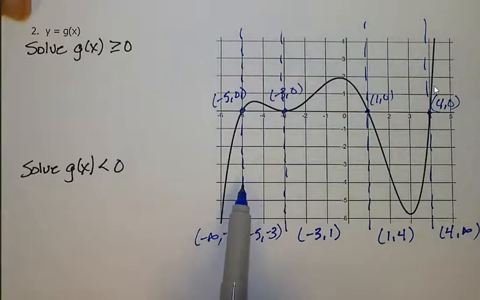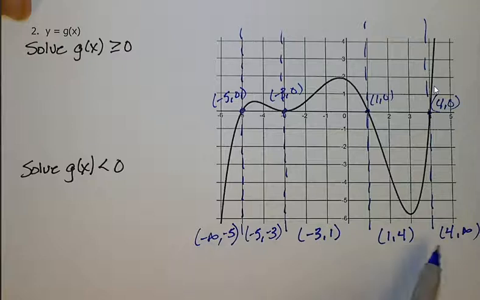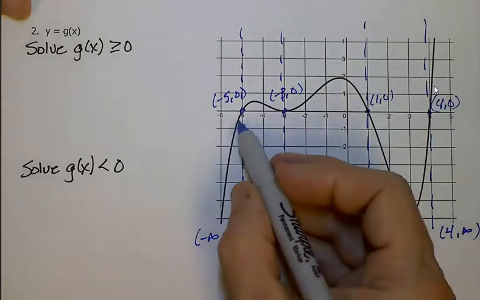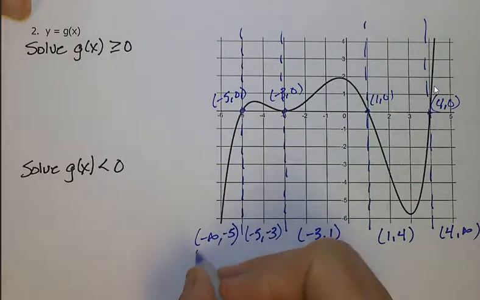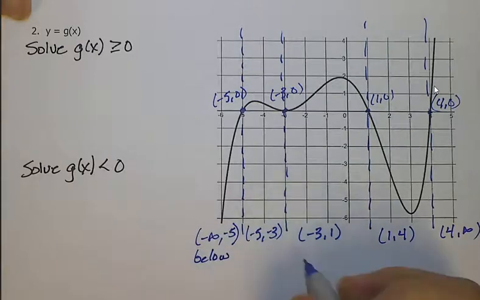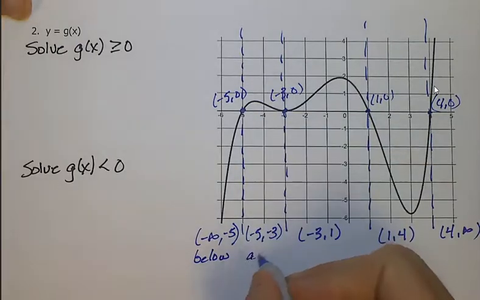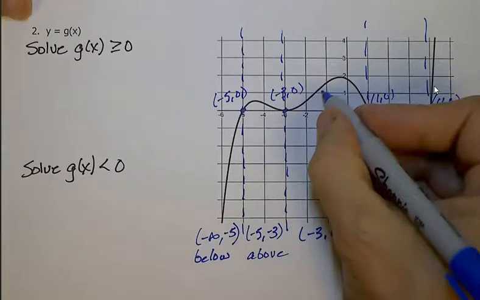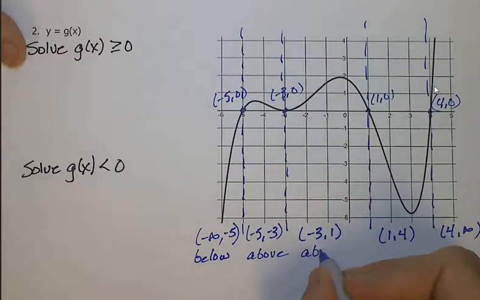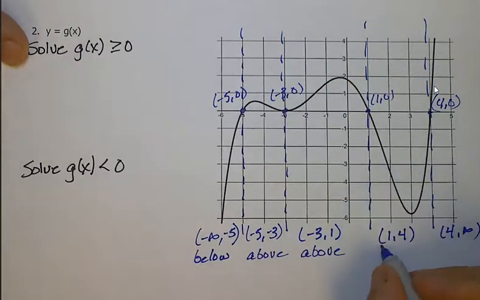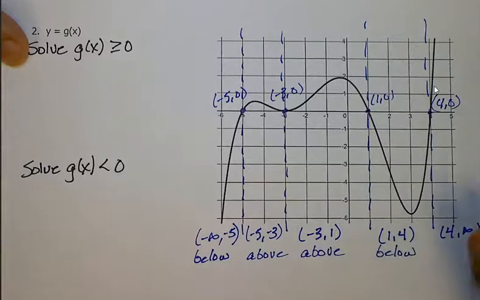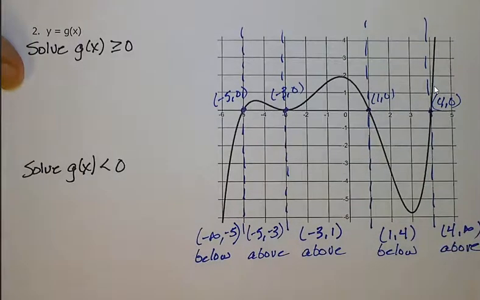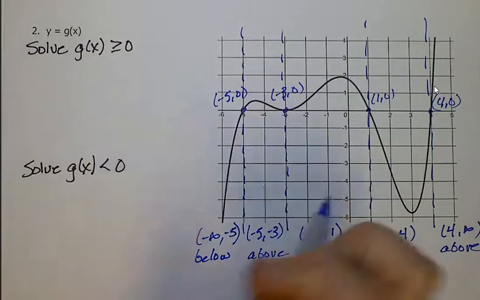Since I know I'm going to be interested in whether the points are above or below the x-axis, I can just go back for each one of these and write that in. In this interval, the points are below the x-axis. In this one, they're above. In this one, they're above again. In this one, they're below. And in this one, they're above the x-axis. So I already have most of the work done to solve both of these inequalities.